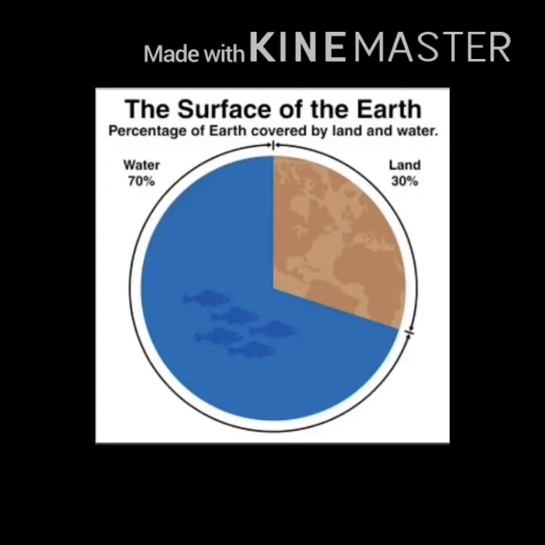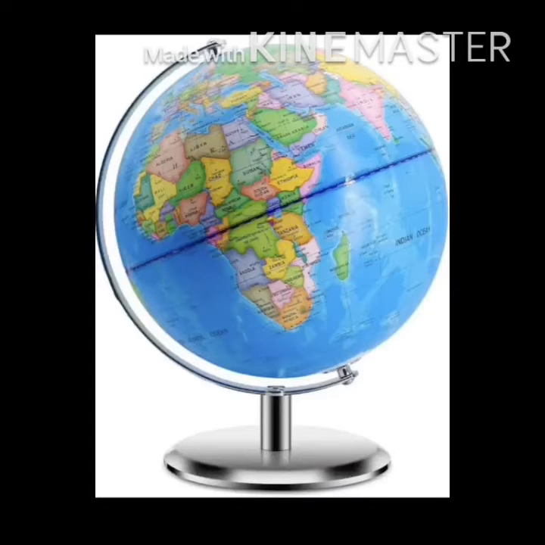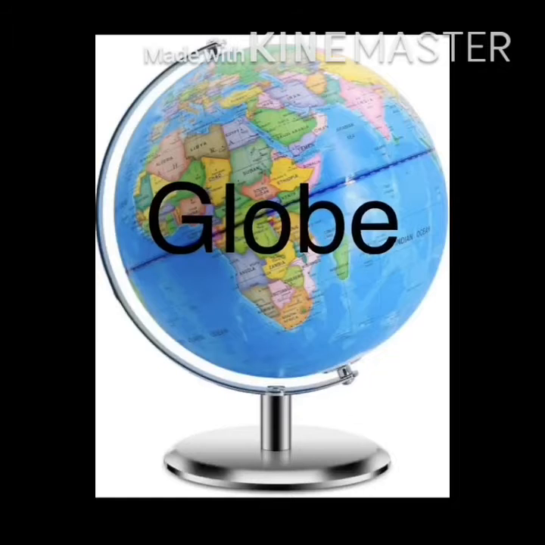As you can see in the picture, the earth consists of 70% of the water and only 30% of the land. And children, the earth has air all around it, which is called the atmosphere. And a small model of the earth is called a globe.